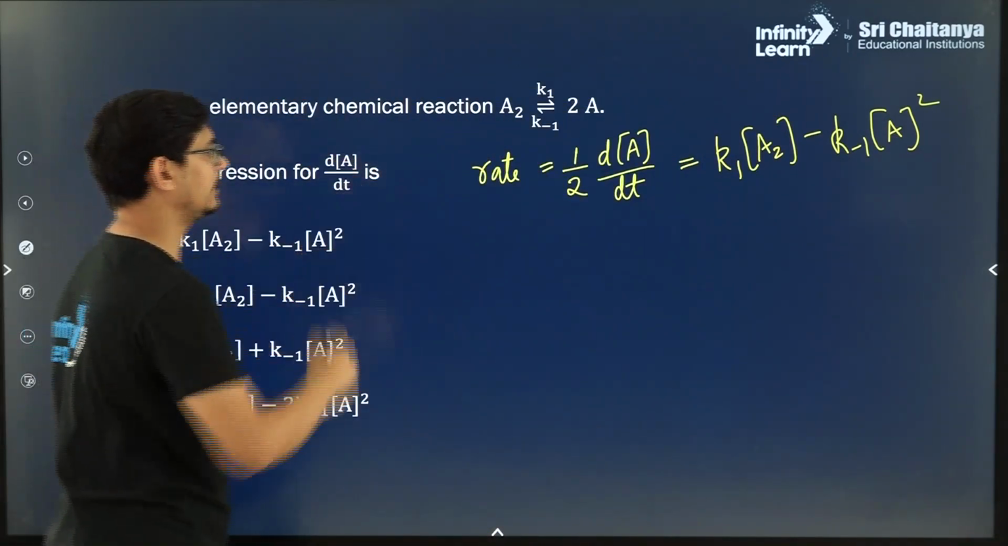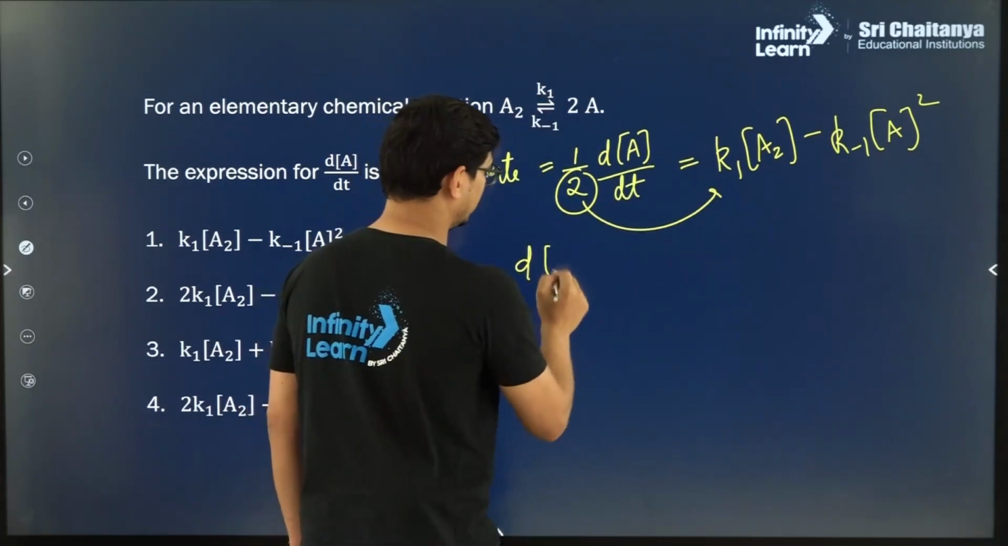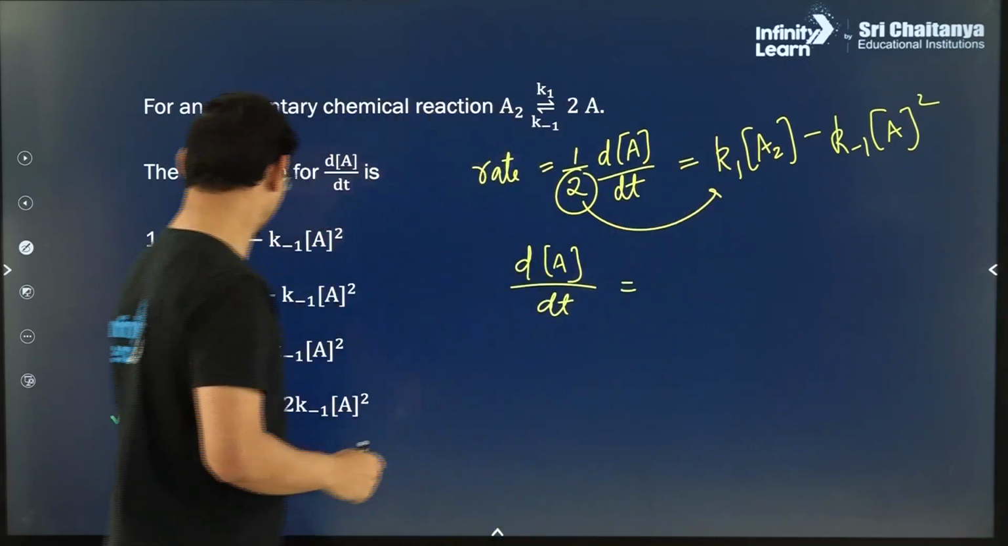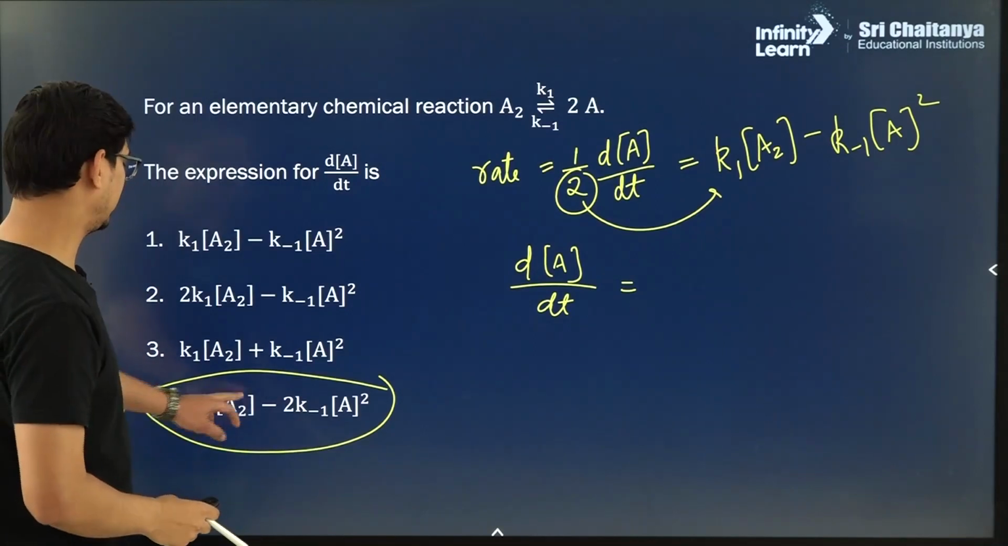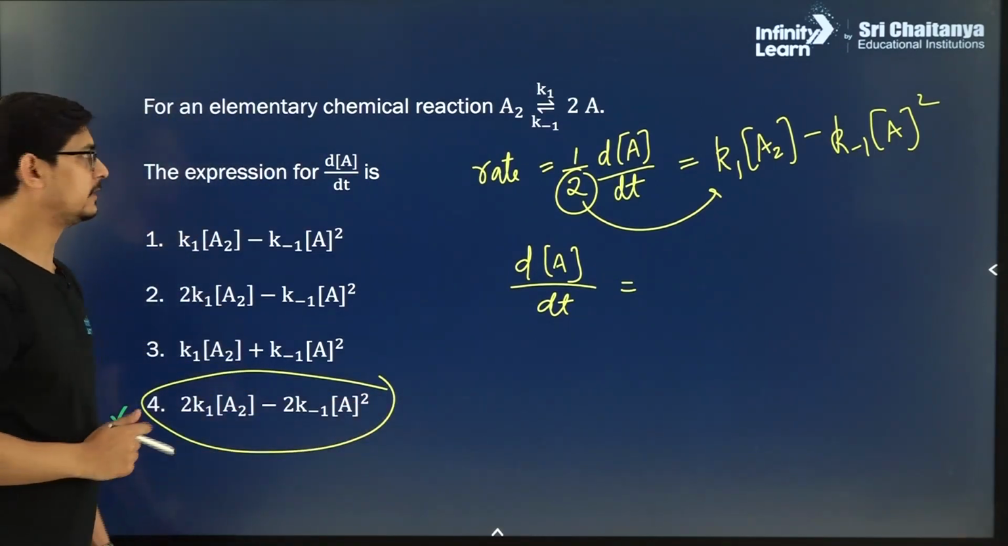So now you know what to do. The expression for dA by dt is simply take 2 on the right hand side. So dA by dt, if you take 2 on the right hand side, then you will get 2 K1 A2 minus 2 K inverse A square. So option 4 is the correct answer.